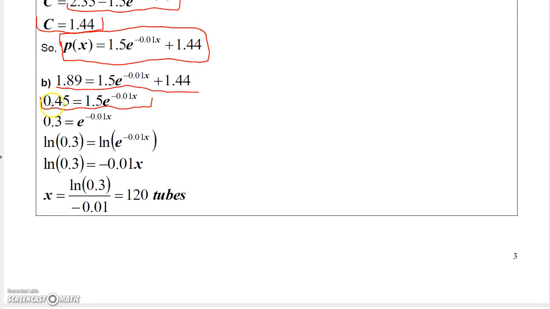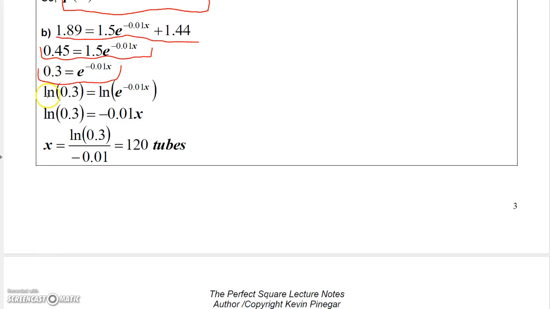Well, if you take 0.45 and divide it by 1.5, you get 0.3. So we get 0.3 = e to the negative 0.01x. And then you can just take logs of both sides. The natural log of 0.3 equals the natural log of this exponential expression. And you know the natural log of e to a power is just the power, so that's just going to be negative 0.01x. And then to finally solve it, take the natural log of 0.3 divided by negative 0.01, and you'll get that x should be 120 tubes of toothpaste.